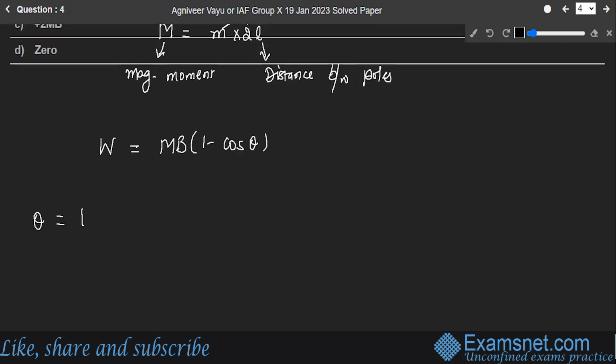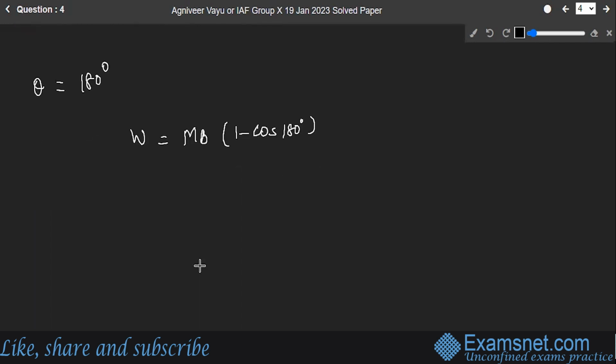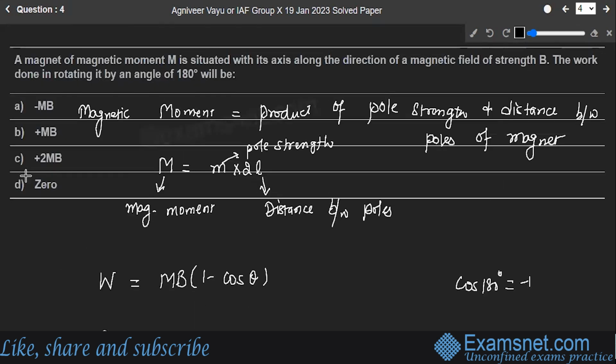In this case, you are given theta is equal to 180 degree. Therefore, the work done in rotating a magnet of magnetic moment M by an angle of 180 degree in the magnetic field B is given by W is equal to MB(1 minus cos 180 degree). You know, cos 180 degree is equal to minus 1. So you have this as MB(1 minus of minus 1), which is equal to twice of MB. All right. That means you have option C as your answer. Hope you understood that. Next is question number 5.